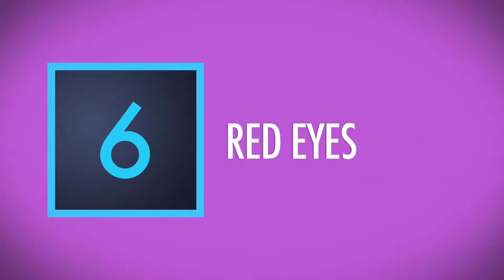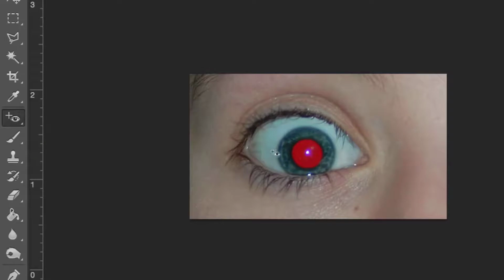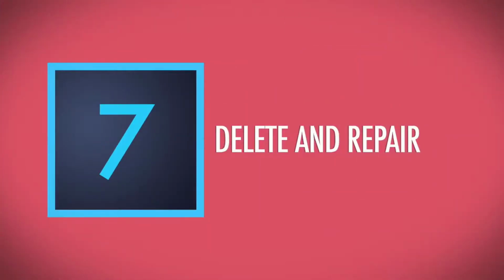Number 6. Red eyes. A common problem of many pictures, especially those taken with a flash, is the so-called red eye effect, like in this picture. You can easily solve it with this tool. One click and you're done.